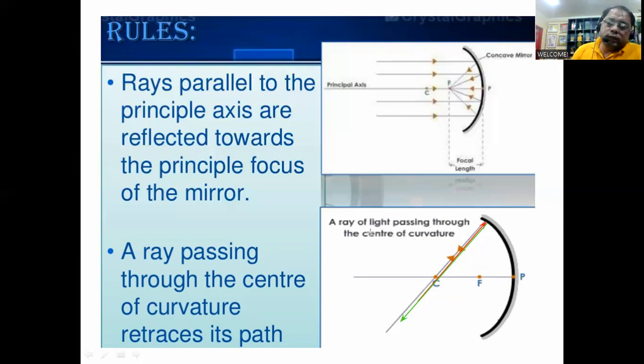So when they come from infinity, they will all concentrate at the focus. When it passes the center, it will return back to the center, because we believe the center to be perpendicular to your surface. So any light that strikes the mirror perpendicularly will be returned in that same line.